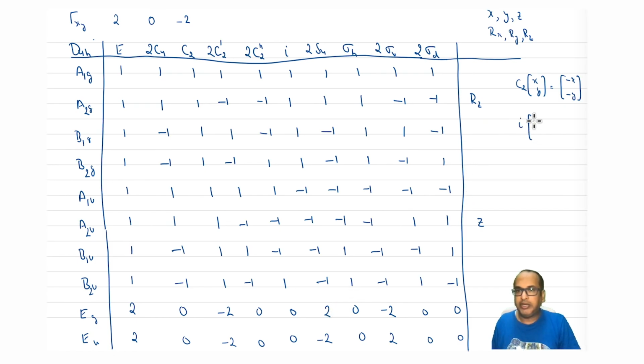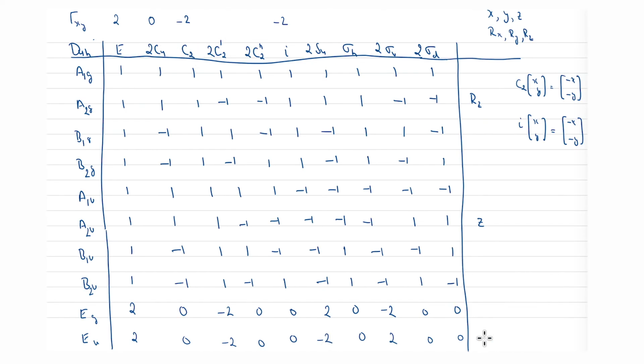So I, if it is applied to xy, what happens? So x goes to minus x, y goes to minus y. So it should be minus 2, right? So minus 2, meaning this one. That means I can already see that Eu will be the representation based on characters under I, right? So Eu will be the representation where XY together will be the basis.